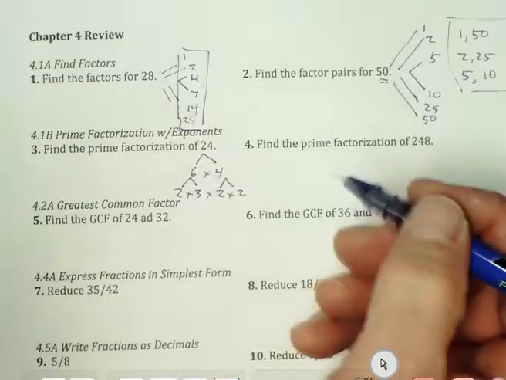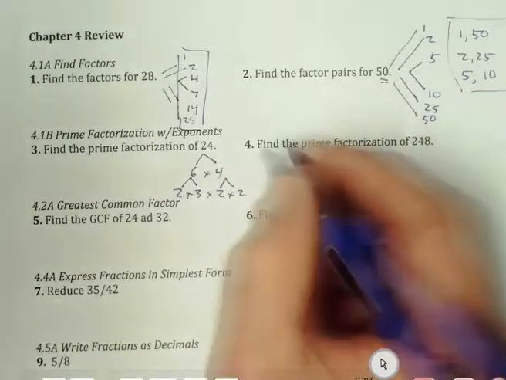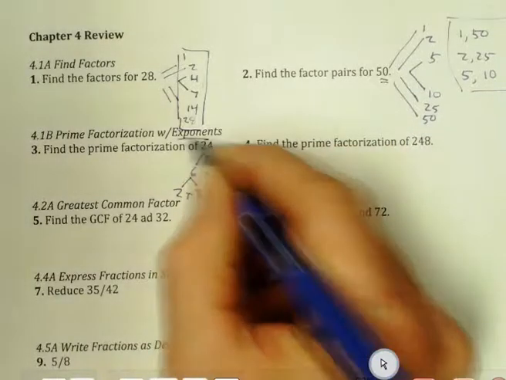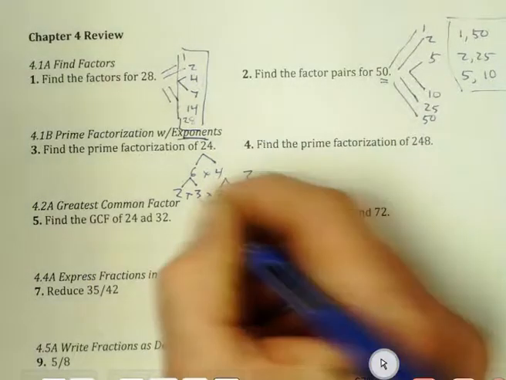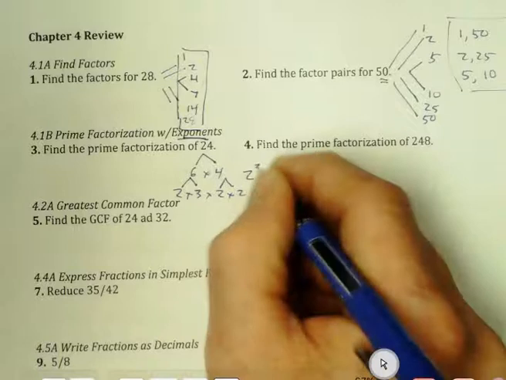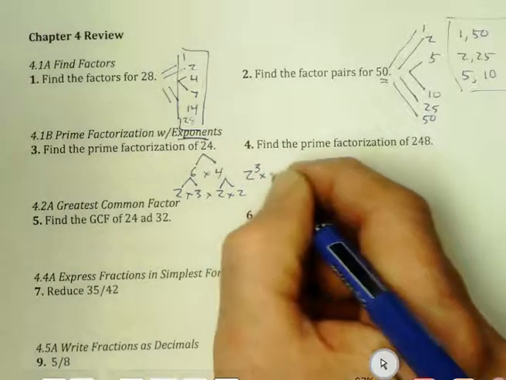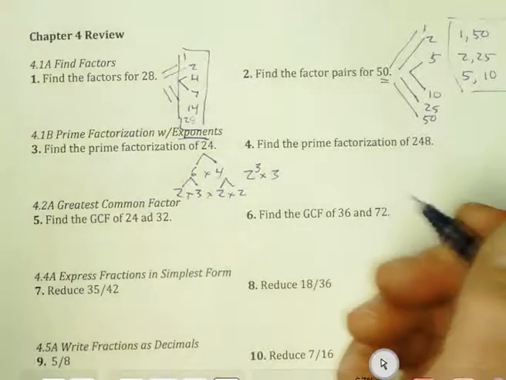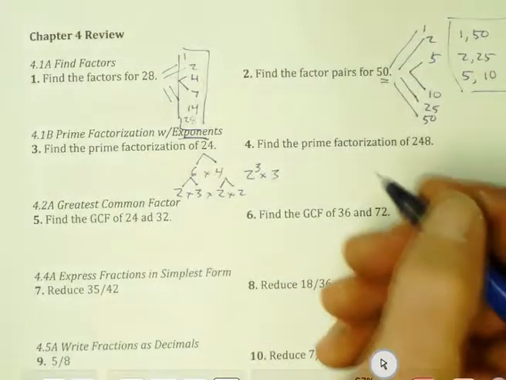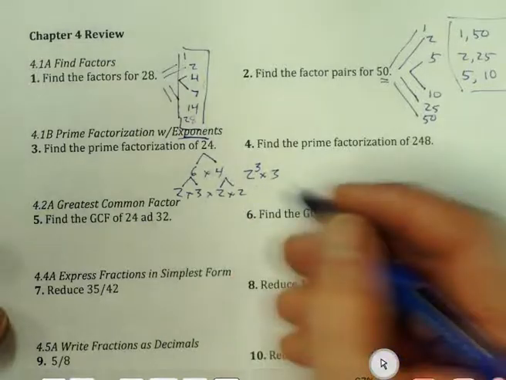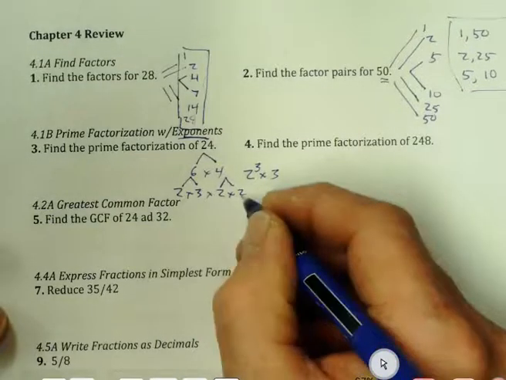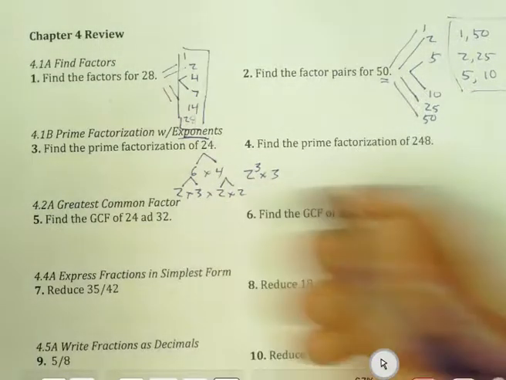Well, 2 and 3 are both prime. So we have to express our answer in exponents in 6th grade. So you just count them all up. For the 2's, we have 3 of them. So that's 2 to the 3rd times 3. And this makes sense because 2 to the 3rd is 8. 8 times 3 is 24. If you're not sure what 2 to the 3rd is, 2 times 2 is 4 times 2 is 8.